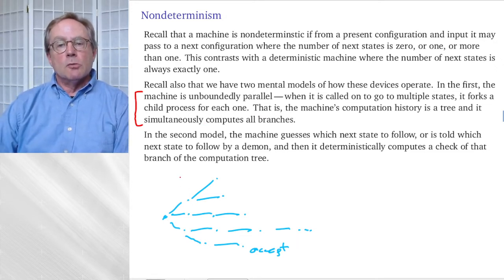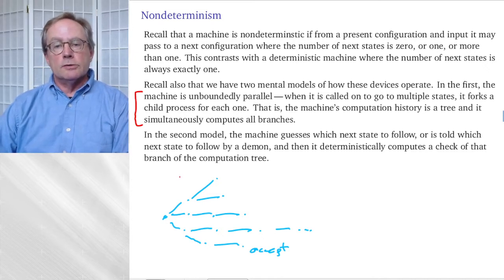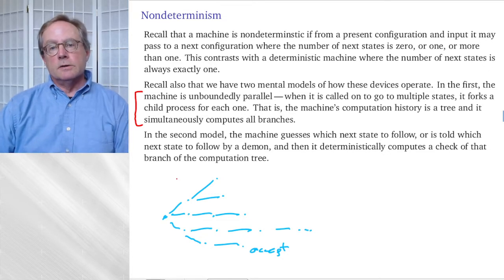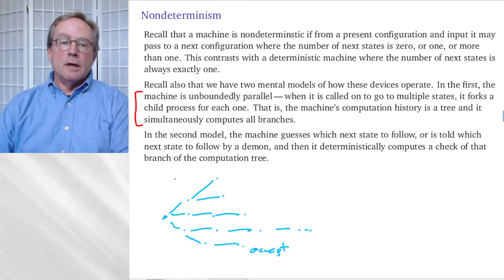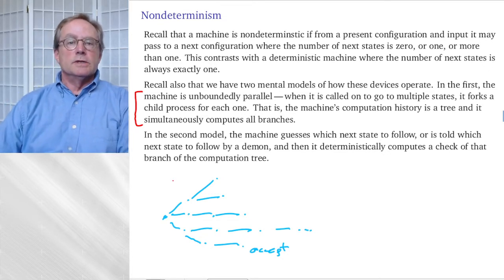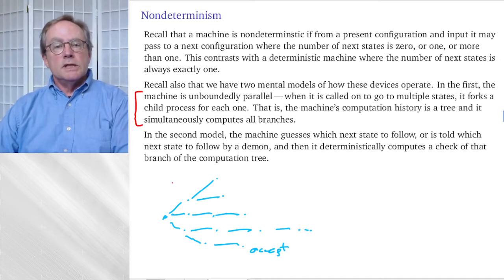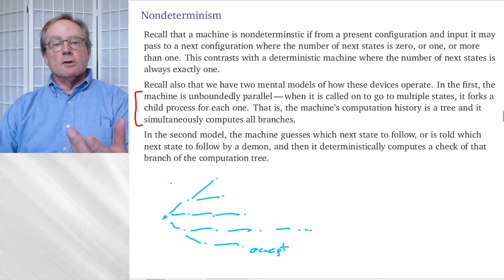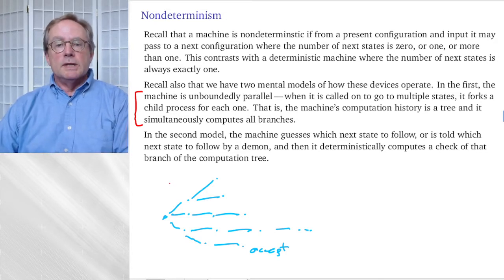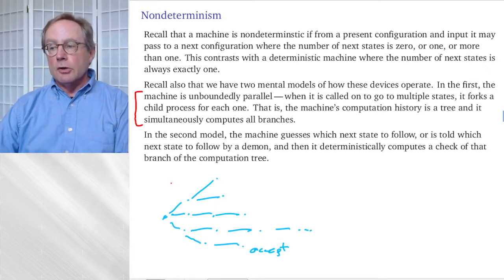In the second mental model, the machine doesn't follow all the tracks. Instead, it guesses. It guesses what to do next. Or maybe if you don't like the word guesses, it makes you nervous in this context, maybe you'll say, well, the machine gets a hint from some being that doesn't have to do the computation, so we call him a daemon, like Maxwell's daemon. And then what the machine has to do is deterministically check that branch of the computation tree.